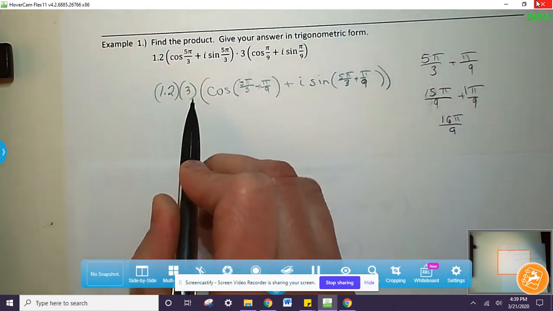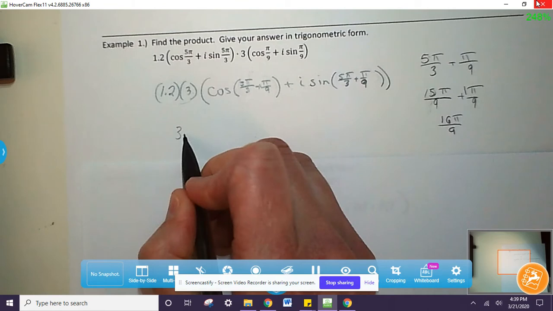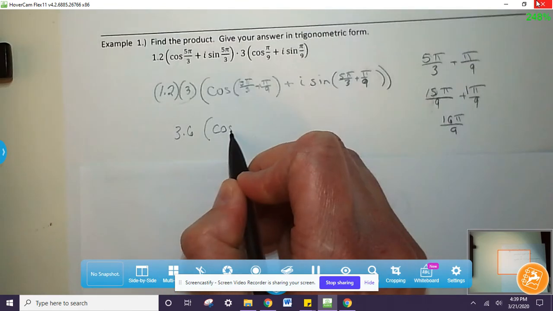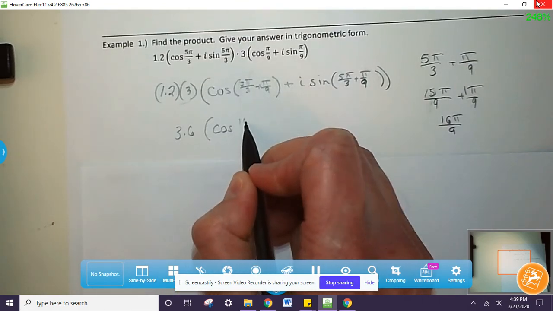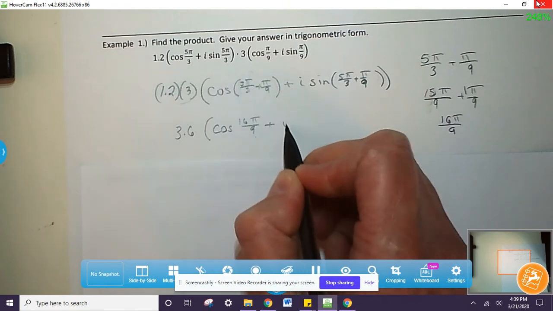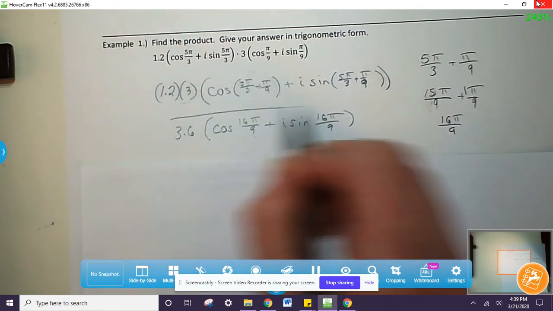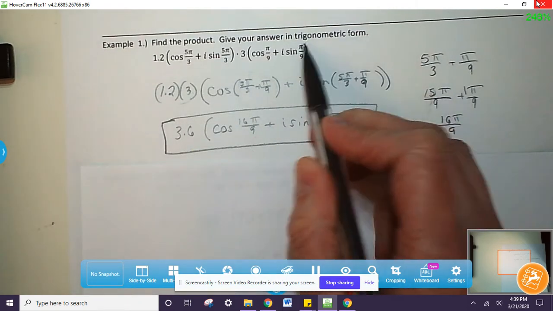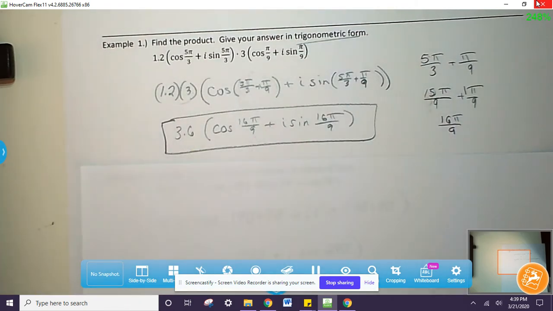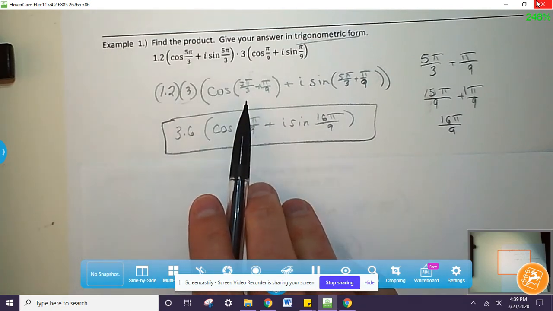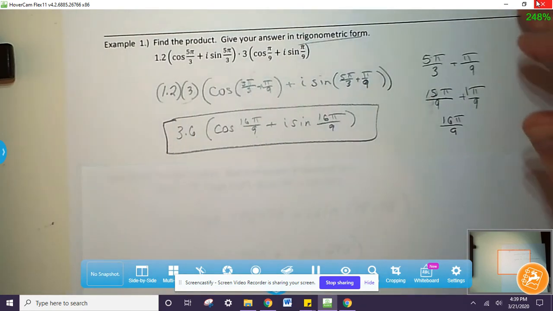So if we go ahead and multiply the r values and simplify this addition problem to give us 16 pi over 9, then we are finished because we have our complex number in trig form. That's it. Multiply the r's, add the thetas. Moving on to our next example.